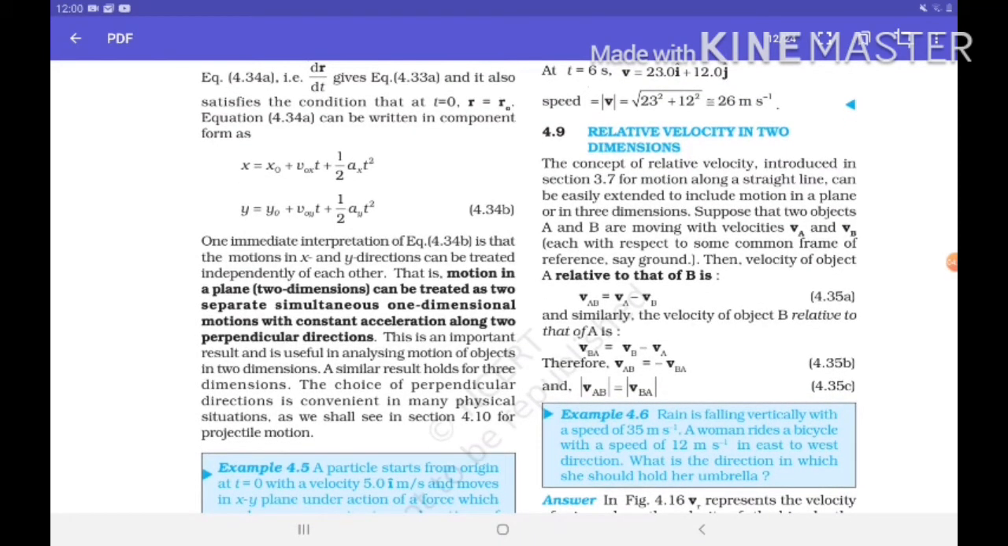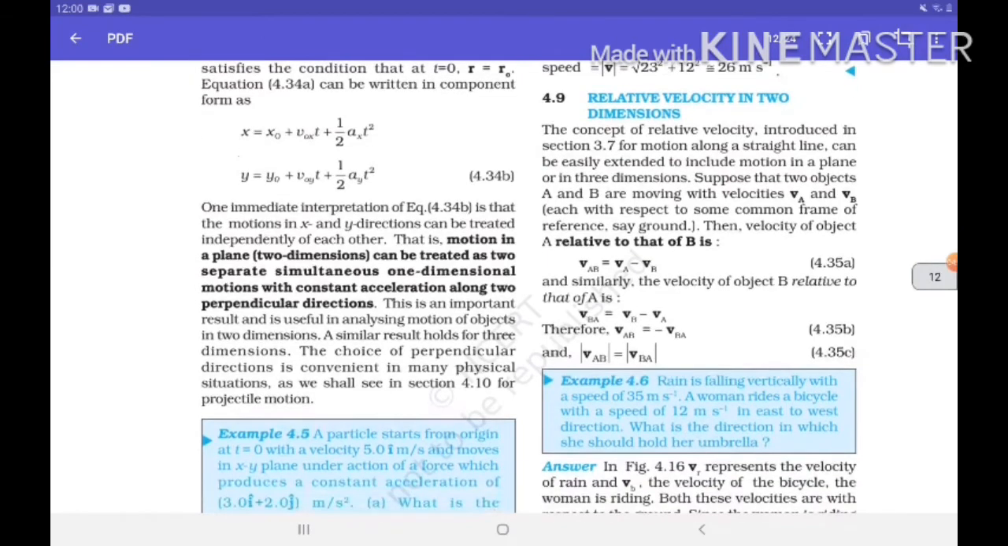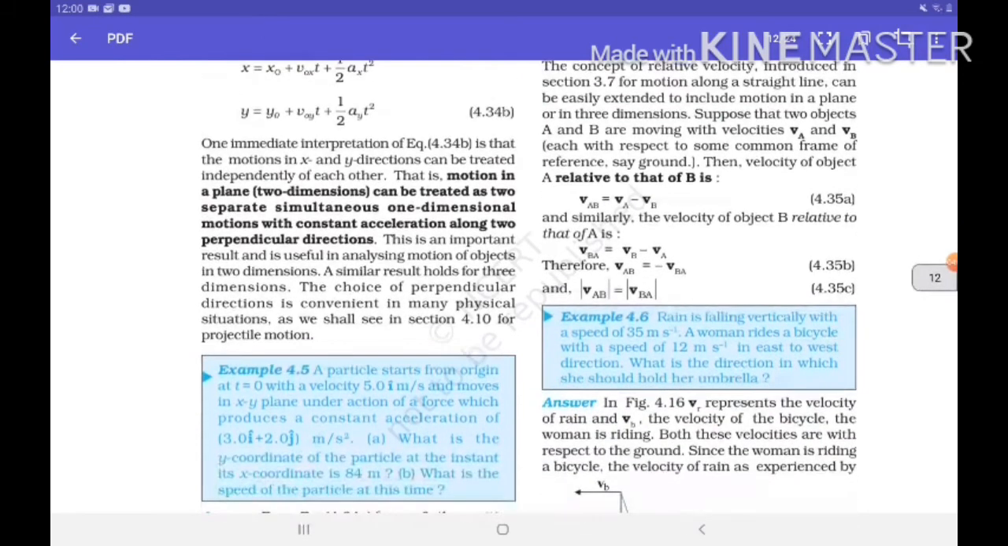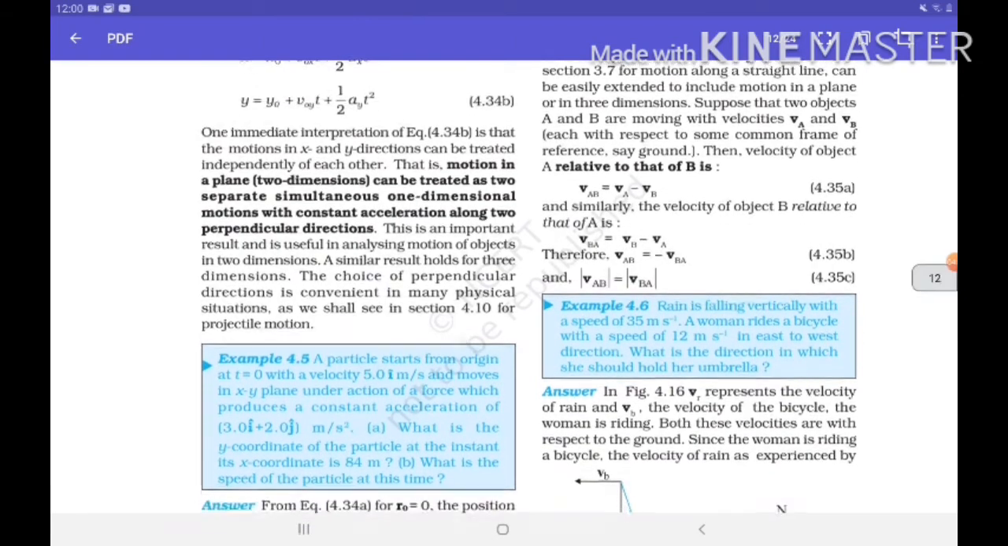The concept of relative velocity we introduced in 3.7. The motion along a straight line can be easily extended to include motion in a plane or in 3 dimensions. So VAB equals VA minus VB and VBA equals VB minus VA. Therefore VAB equals the modulus of VBA.